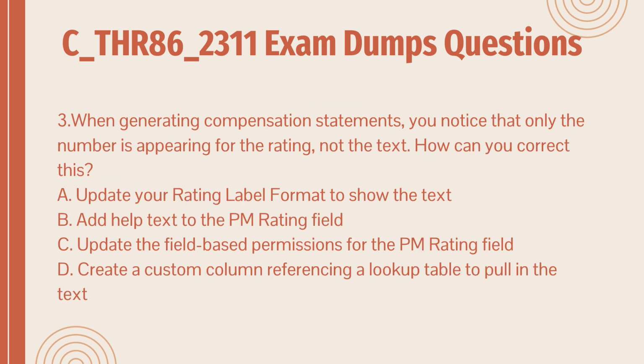3. When generating compensation statements, you notice that only the number is appearing for the rating, not the text. How can you correct this? A. Update your rating label format to show the text. B. Add help text to the PM rating field. C. Update the field-based permissions for the PM rating field. D. Create a custom column referencing a lookup table to pull in the text.